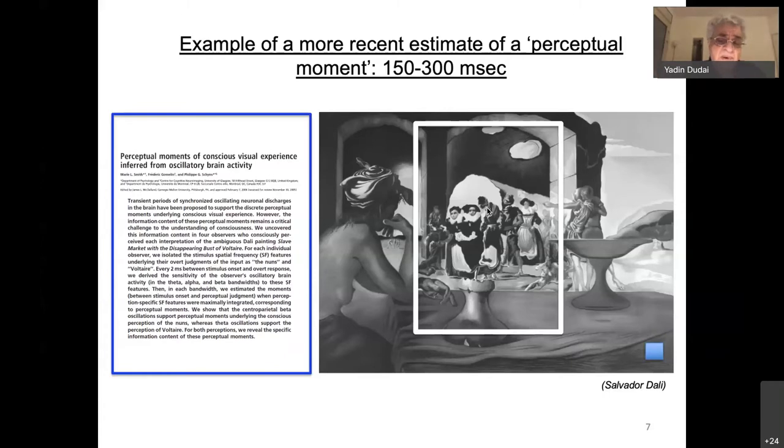Their conclusion, if you analyze it, because they don't say it explicitly, since they were more interested in brain waves and brain constructs, is between 150 and 300 milliseconds. So there are many methods now that try to correlate brain waves with the conscious awareness of a momentary experience.